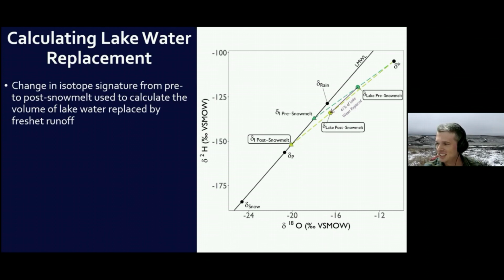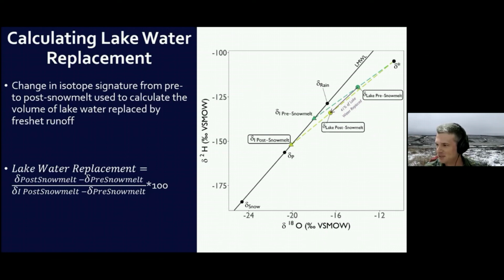In order to calculate the amount of water in a lake that's been replaced, we just take the amount of lake water that was there before snowmelt and look at how far the isotope composition has changed after snowmelt. That's a very simple equation. We're essentially just taking this change, between pre-snowmelt and post-snowmelt, and dividing it by the distance between pre-snowmelt and the source water. So we assume that if the lake after snowmelt is the same as the source water, all of that lake water has been replaced by that water source.